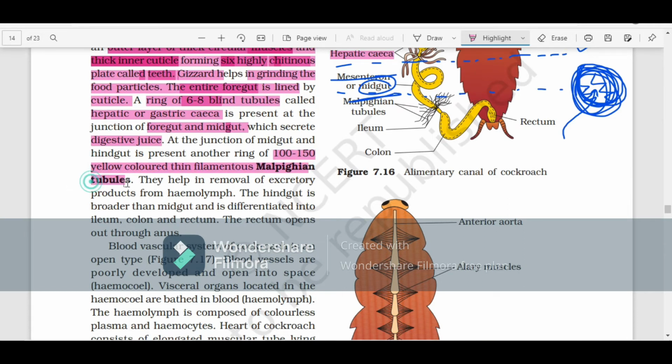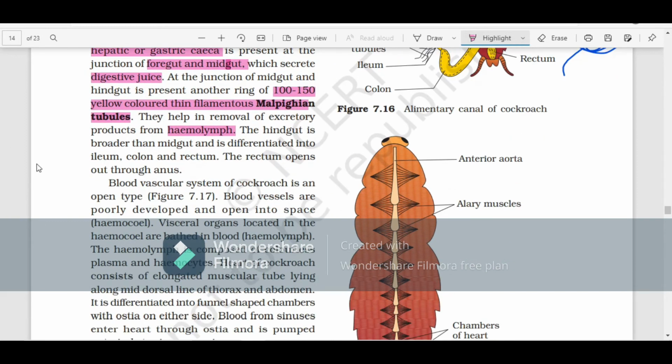What is the color of Malpighian tubules? Yellow. Are they thin or thick? They'll be thin, right? Because they help in excretion, in removing the body waste products, so they need to be thin so that waste can easily pass through the membranes. And they're filamentous. They help in removal of excretory products from the hemolymph. Hemolymph is called the blood, right? The blood of cockroach is nothing but hemolymph.